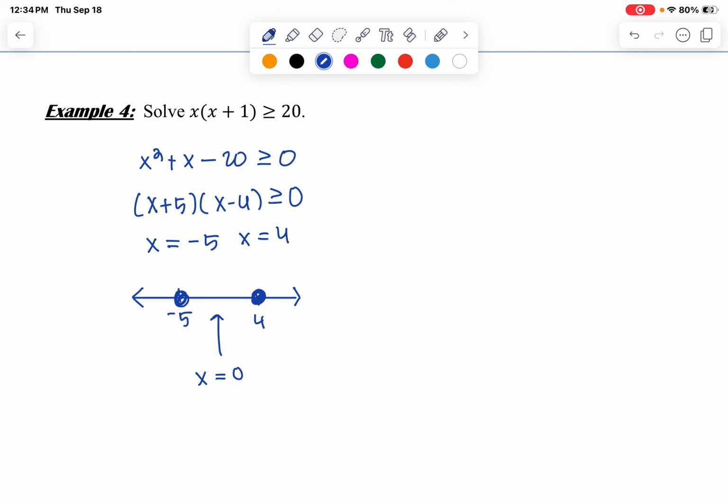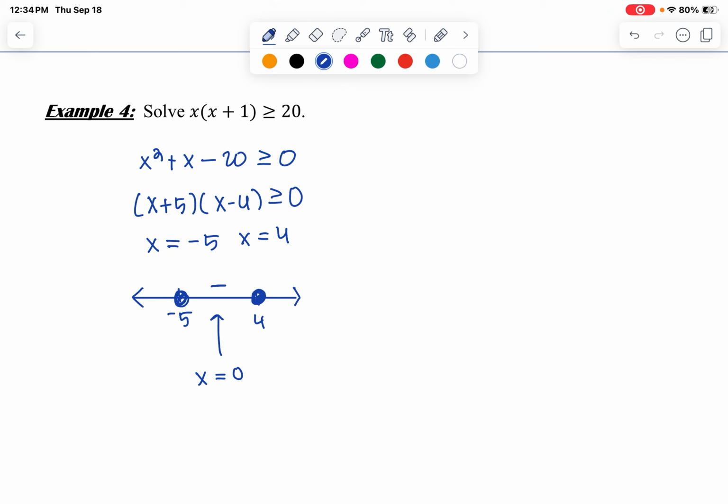So I'm going to plug in 0. I'm going to plug it in here because it's make sure one side's equal to 0, but the factored form's easier for me. 0 plus 5 is 5. 0 minus 4 is -4. 5 times -4 is a negative. So these are negative values.